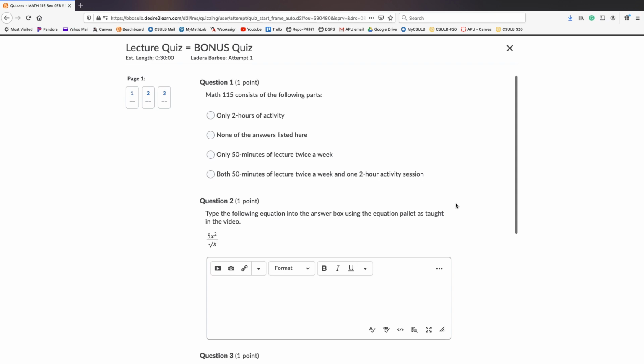So let's go ahead and say that I only answer the first question. Math 115 consists of the following parts. Question 1: only a 2-hour activity, none of the answers listed here, only a 50-minute lecture twice a week, or both 50 minutes of lecture twice a week and 2 hours of activity session. So obviously that's the correct answer here. It clicks saved and I've got a check mark for number 1.